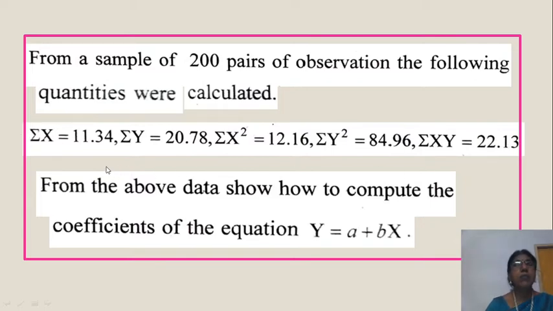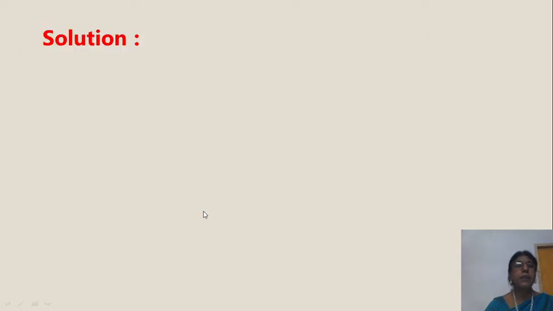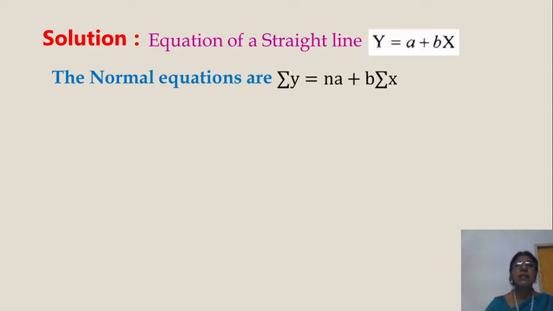In the previous problem, we were given xy values only, so we framed the table and found all these values. But in this problem, we have been given all these values, so we substitute them in the normal equations directly and get a and b. From the above data, show how to compute the coefficients of the equation y is equal to a plus bx. See the solution. The equation of a straight line is y is equal to a plus bx.